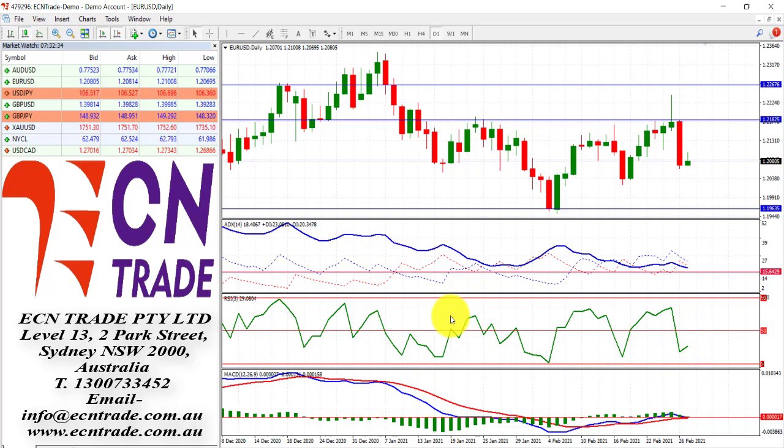We do have the non-farm payrolls this week, and tomorrow we do have the RBA rate decision, which is widely expected to keep rates on hold.